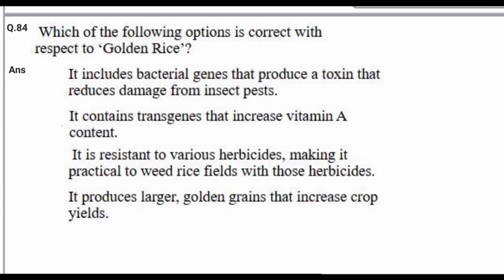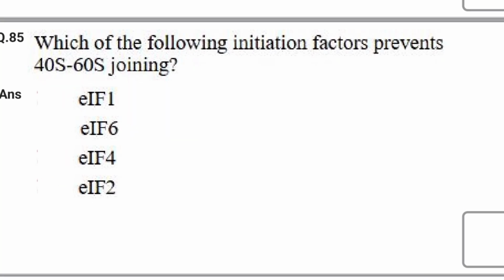Let's see the next question. Which of the following options is correct with respect to golden rice? It includes bacterial genes that produce a toxin that reduces damage from insect pests. It contains transgenes that increase vitamin A content. It is resistant to various herbicides, making it practical to weed rice fields with those herbicides. It produces larger golden grains that increase crop yields. For this, the correct answer is it contains transgenes that increase vitamin A content. That is the correct answer. Let's see the next question.